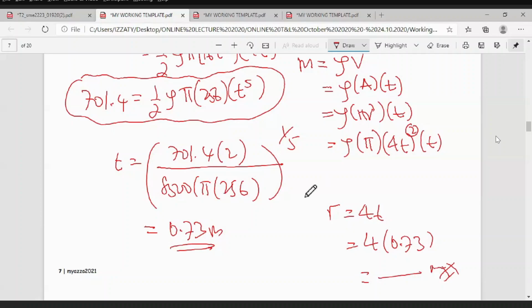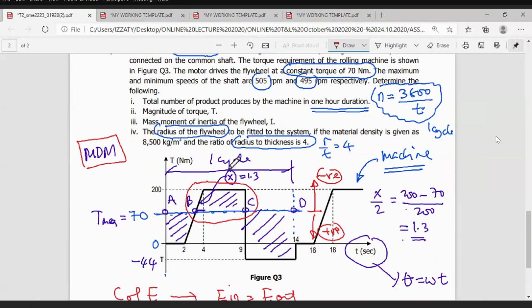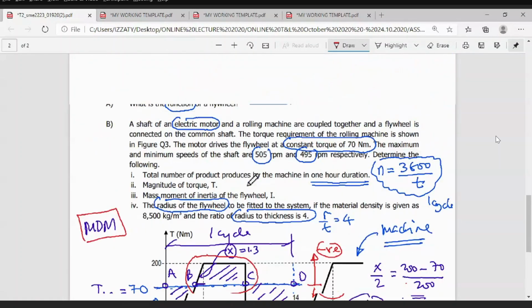Any question? So that is the completion of test set number 1.